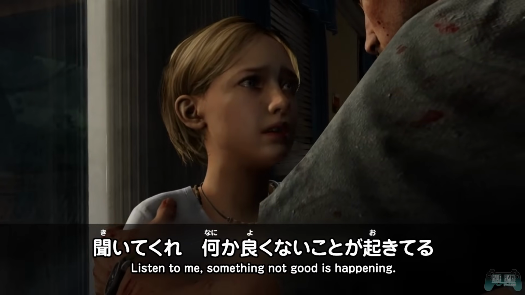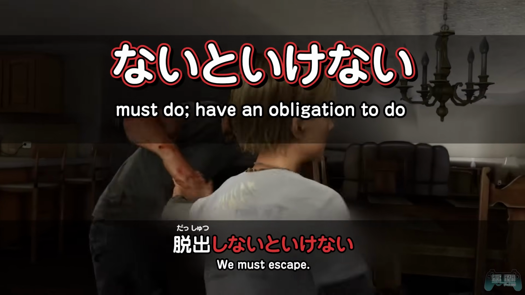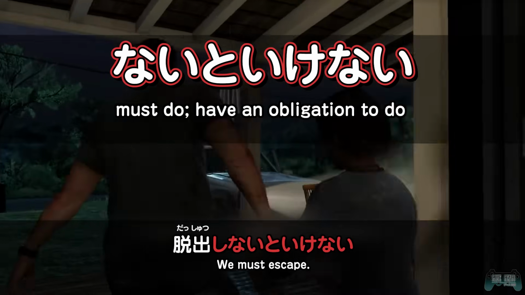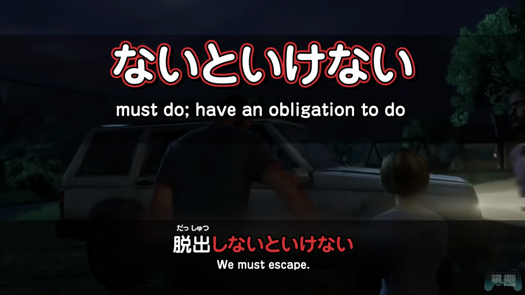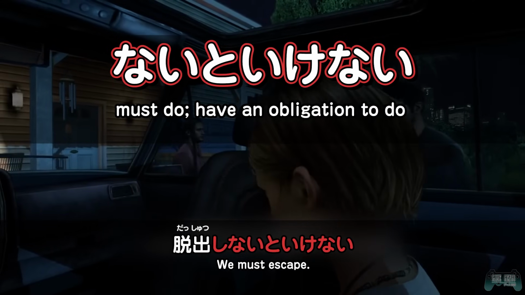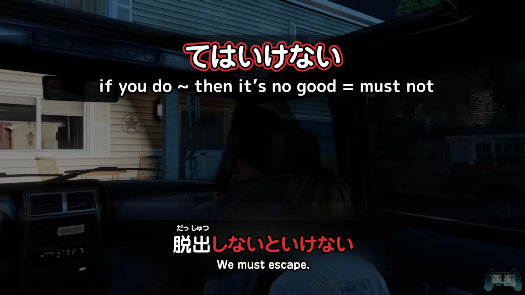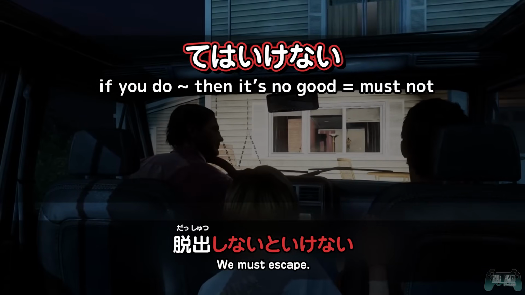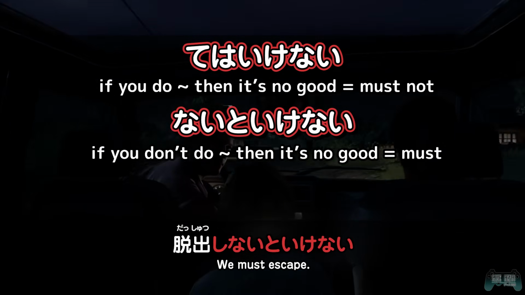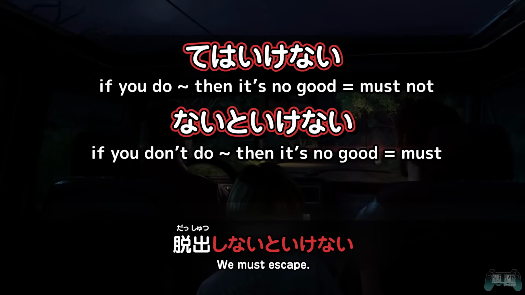何か良くないことが起きてる。脱出しないといけない。言ってることがわかるか？ないといけない. You must do, or you have an obligation to do something. So we have seen how to express that you must not do something with じゃいけない, and now we have the other side, expressing that you must do something with ないといけない. So the literal translation for じゃいけない means that if you do something, then it's no good. And that's why it means must not. However, this ないといけない actually means if you don't do something, then it's no good, meaning that you must do that action.